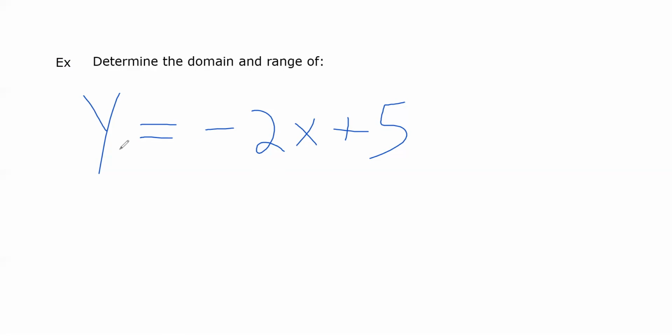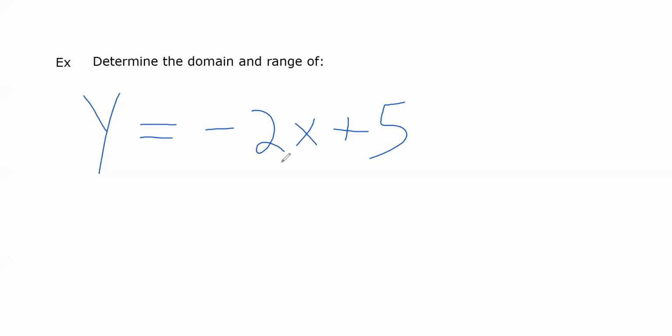Okay, so here we have y equals negative 2x plus 5. So let's think. I mentioned the two major problems in math that can cause issues with the domain. Trying to take the square root of a negative number, or trying to divide by 0. Do either of those problems seem like they're going to come up here? What do you guys think? Doesn't that look pretty straightforward? Negative 2x plus 5? Yeah, I think it does. That doesn't look like there's any problem.